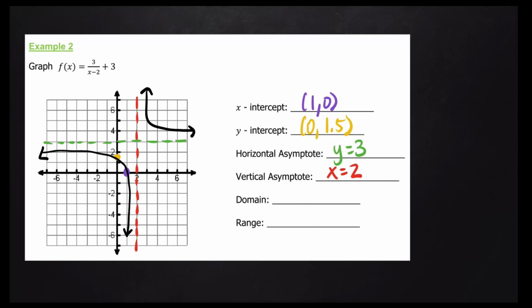So your domain, again, is going to be based off of your vertical asymptote: all real numbers, x just cannot be 2. And for our range, you have all real numbers, and y just cannot be 3. Again, confirming with your graph, you do not cross the horizontal asymptote.